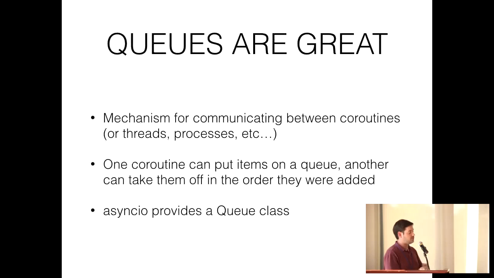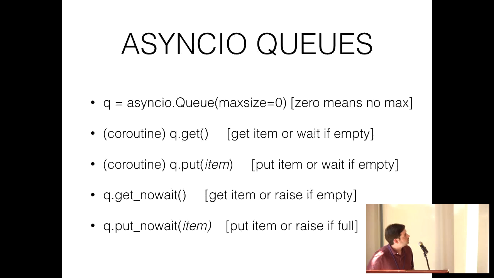And this is usually a safe way to communicate in that these operations of putting something onto a queue or taking it off are atomic. It doesn't get screwed up by different threads or different processes or different coroutines running. Async IO queues are implemented in the following way.